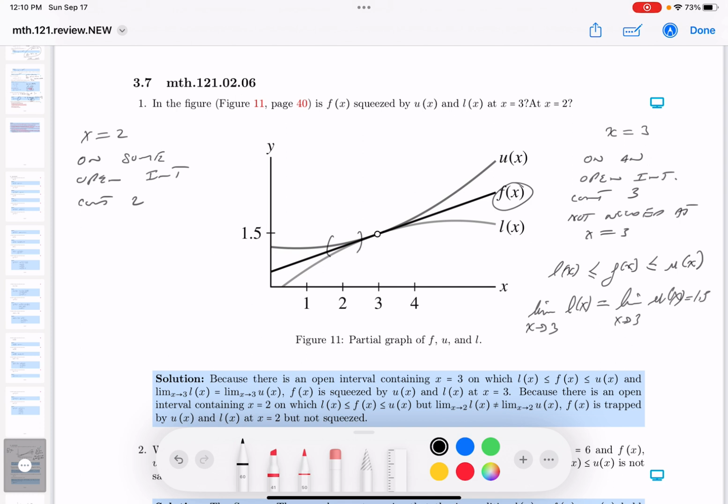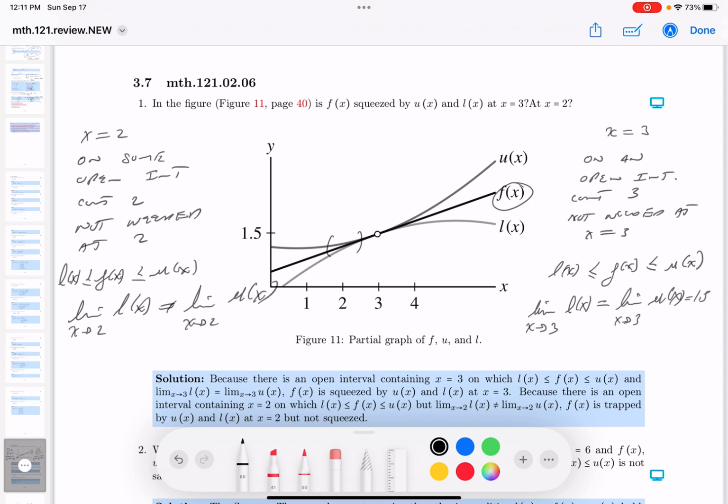But it's not needed at 2. Not needed at 2. What do I know about this? I know that u of x is greater than or equal to f of x is greater than or equal to L of x. Unfortunately, what happens, though, is the limit as x approaches 2 of L of x does not appear to be the same limit as the upper curve, which is u of x.